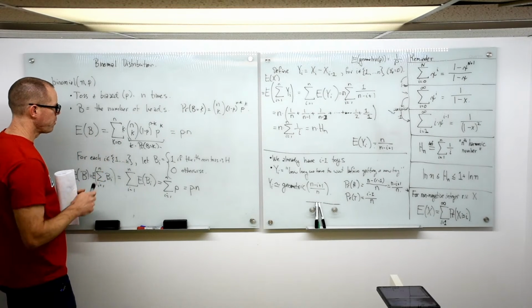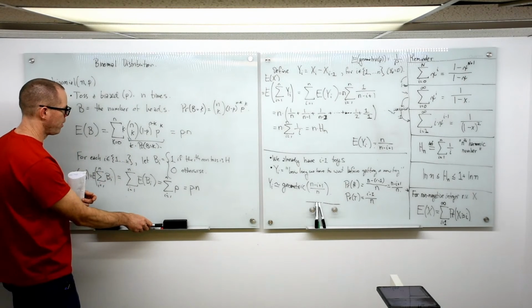In this formula for the expected value, you need to multiply by k. That makes more sense.